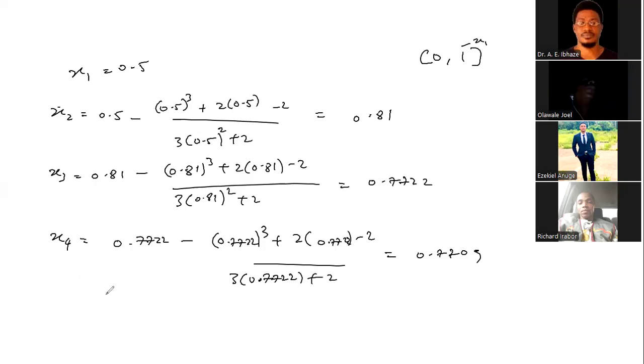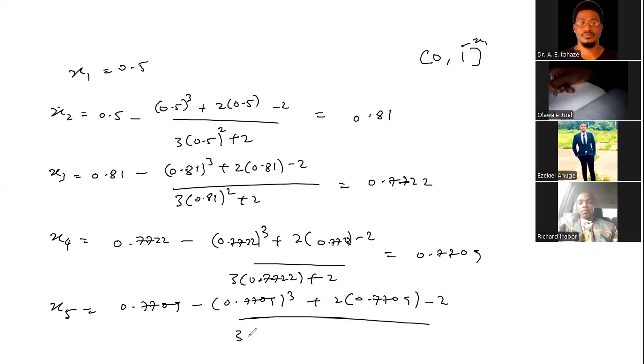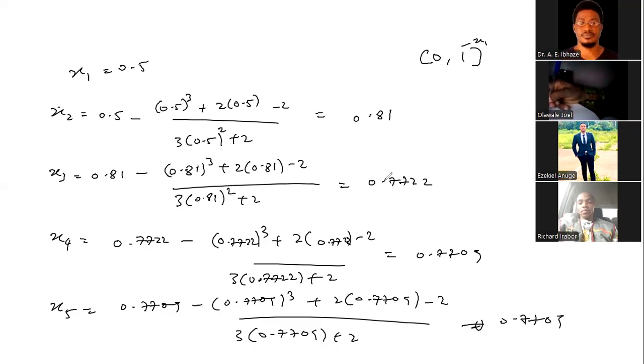So I think now we want to try for x5, which would be 0.7709 minus 0.7709 cubed plus 2 over 3 times 0.7709 squared plus 2. And that equally gives us 0.7709. So the bottom line is the Newton-Raphson's method converges so long as the initial guess is within that range or interval. I don't know if you get what I mean.